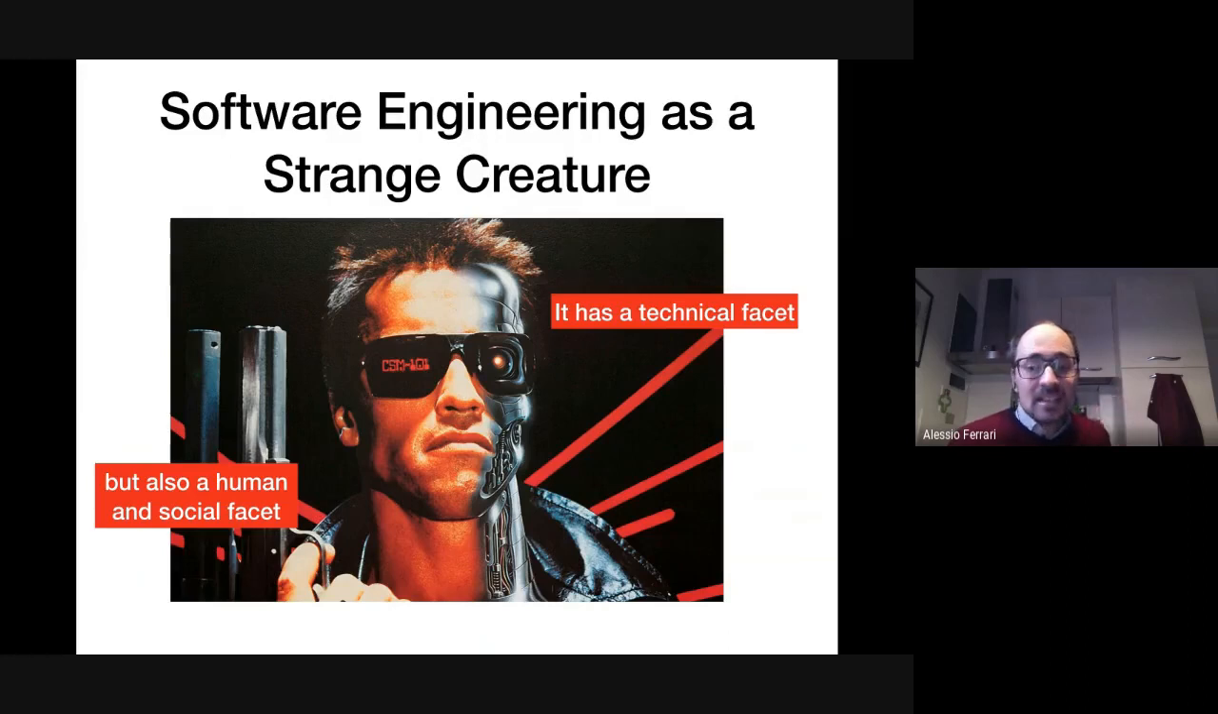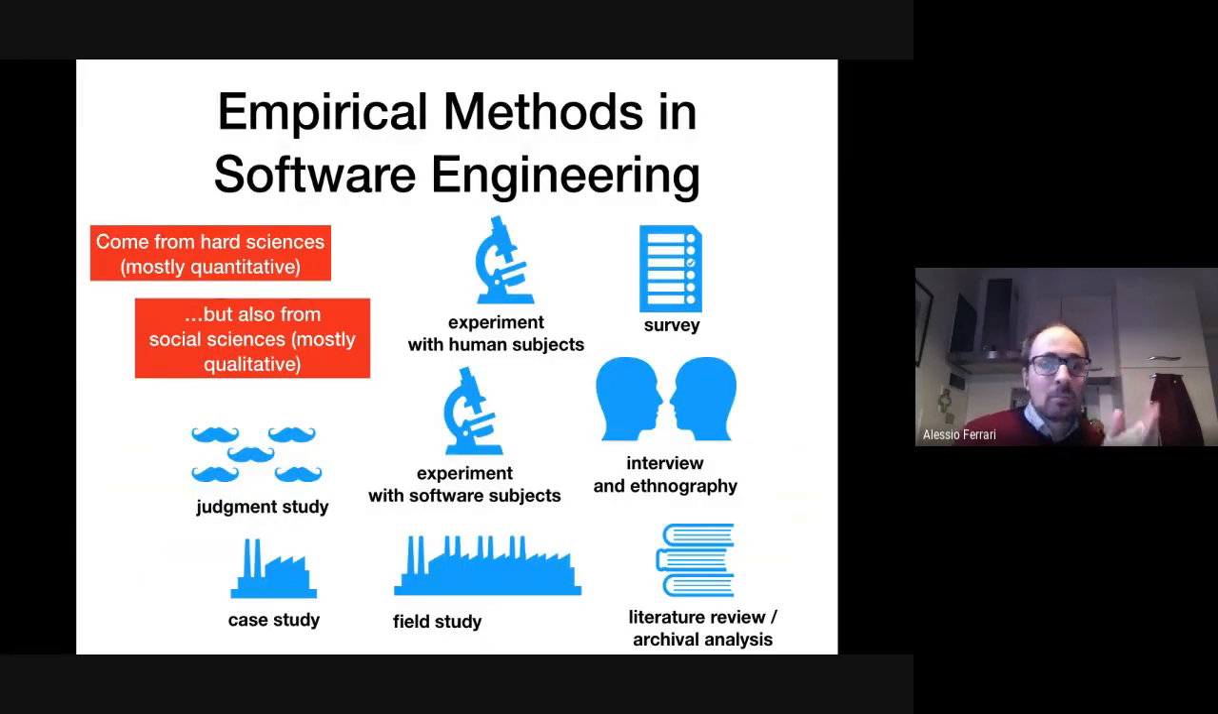So we need to take empirical methods both from the hard sciences, so from physics, math, biology, let's say, but also from social sciences, so from those sciences like political science, sociology, this type of science that involves the study of people. So on one hand, we have to study hard things like, for example, the code, the running time of the code. But also we have to study the feelings of the people, the way people understand things. And in this case, it is more useful to use methods coming from the social sciences.